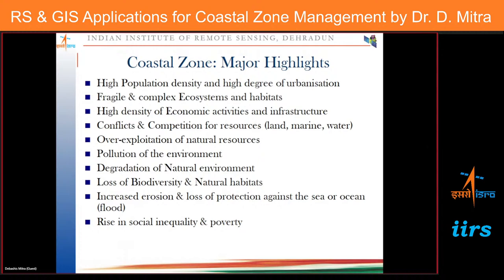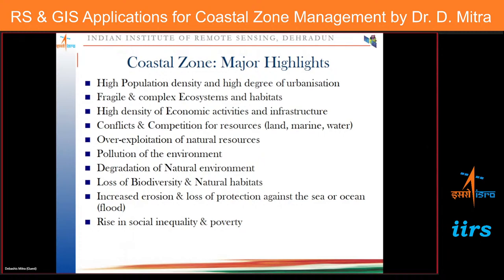Pollution of the environment in the coastal area: people dump a lot of industrial waste, agricultural waste, thermal waste from thermal industries, and nuclear waste in the coastal environment. A lot of pollution is happening in the coastal area, which in turn causes degradation of the coastal environment and loss of biodiversity and natural habitat. Lots of biodiversity is being degraded in the coast of late.